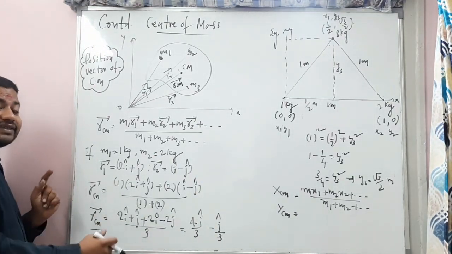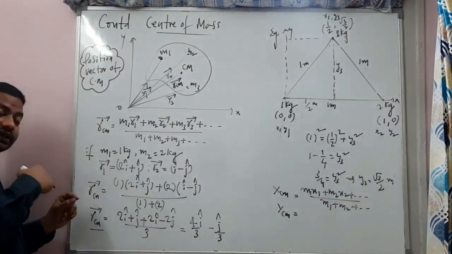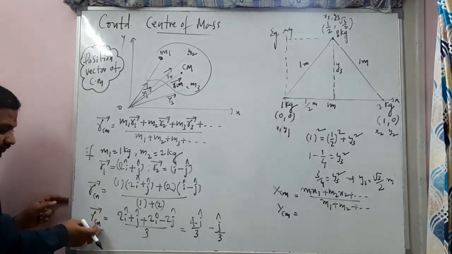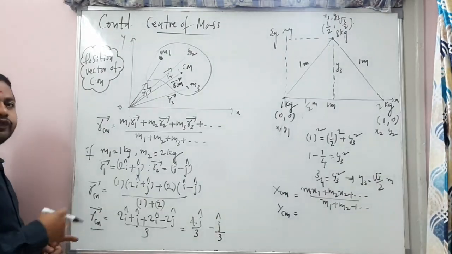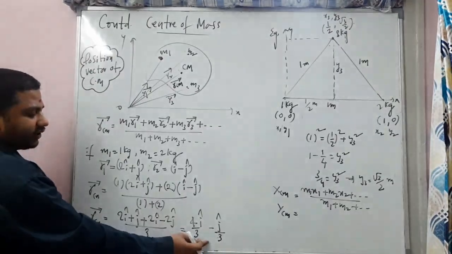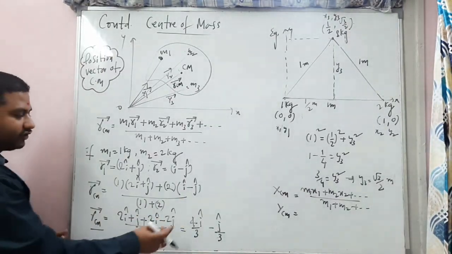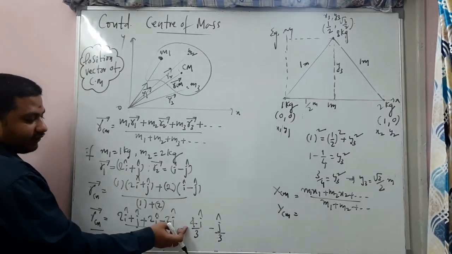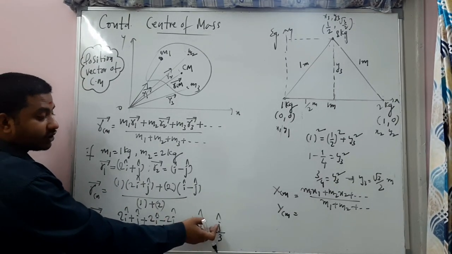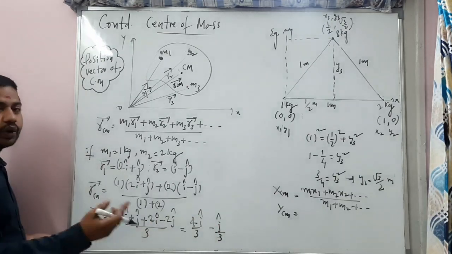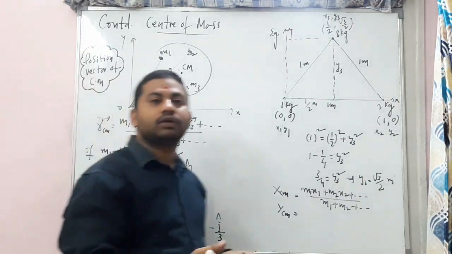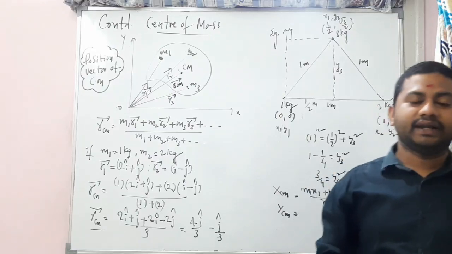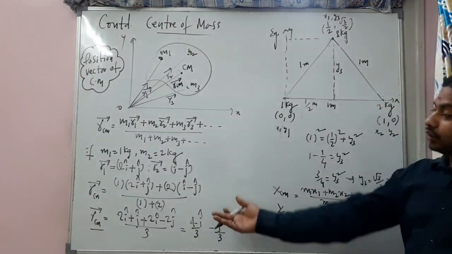Your answer is in vector form, because we are finding the position vector. If you want the magnitude, you know how to find it: square root of this quotient square plus this quotient square. Here the quotient of i cap is 4 by 3, and the quotient of j cap is 1 by 3. The square root of those two quotient squares. So this is how the numericals can also be asked.